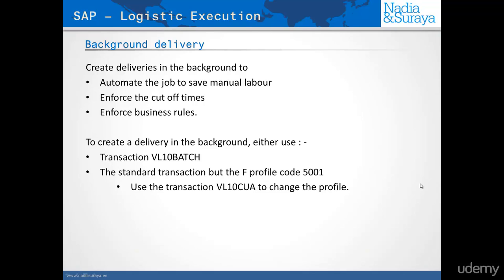The second reason is that you can use it to reinforce cutoff times. If you say that you're going to run the delivery creation at 4 o'clock, then the batch job runs at 4. That means if you create your sales orders after 4, it's not going to create a delivery. Now, if it was a user, they might create it a little bit later, a little bit sooner. You want human interaction to be minimal in this case.